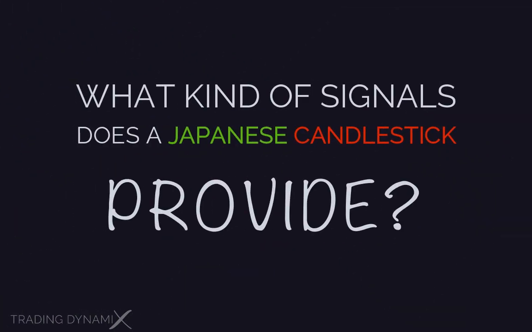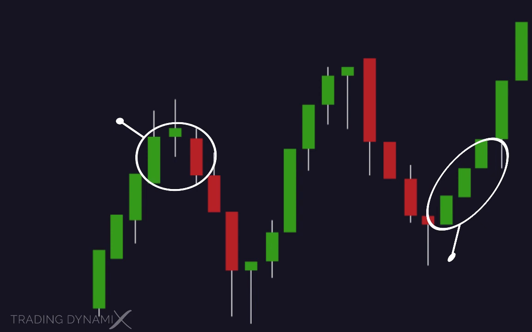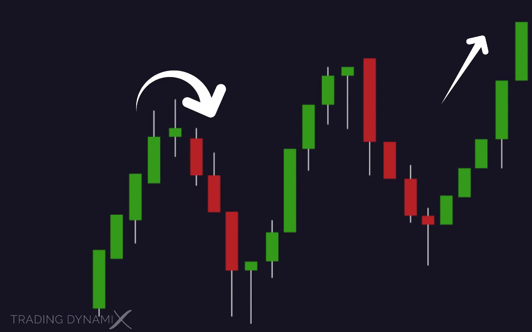What kind of signals does a candlestick chart provide? It is no surprise that candlestick charts are so popular. They are excellent for spotting market turning points. By looking at the patterns that candles create, you can often guess if a certain market is about to continue in its current direction or reverse it.